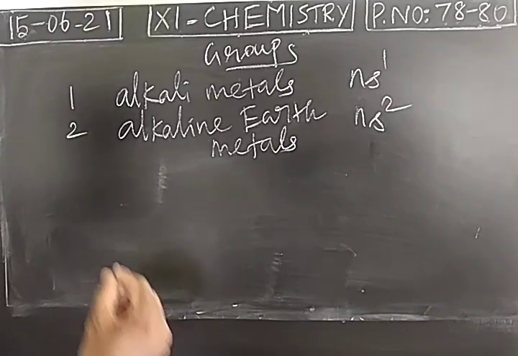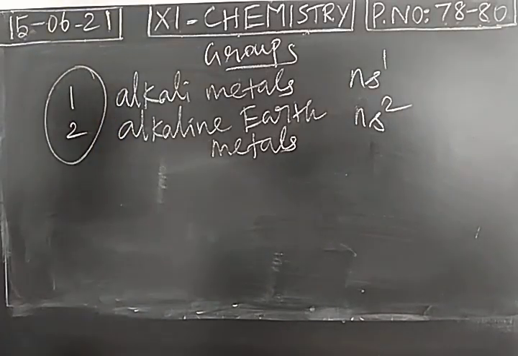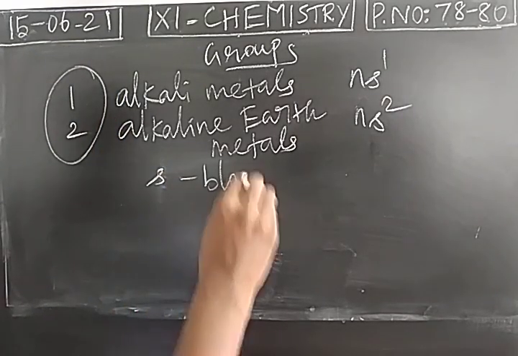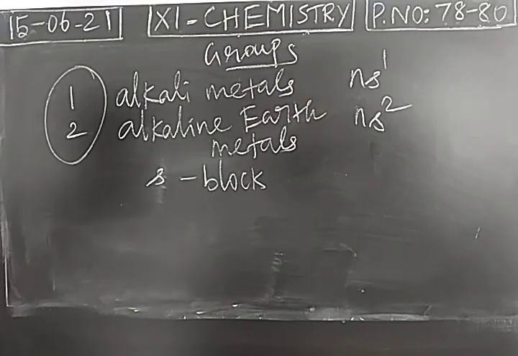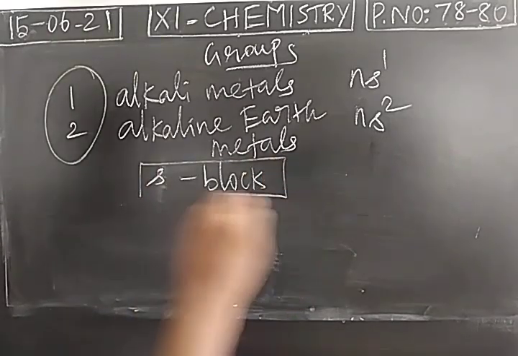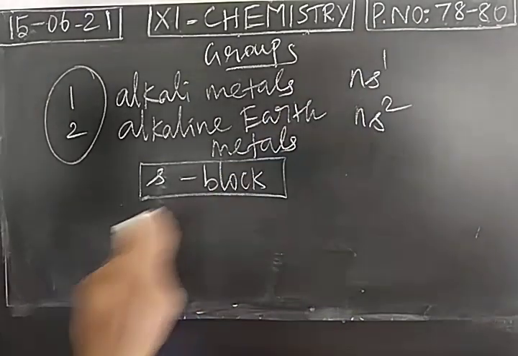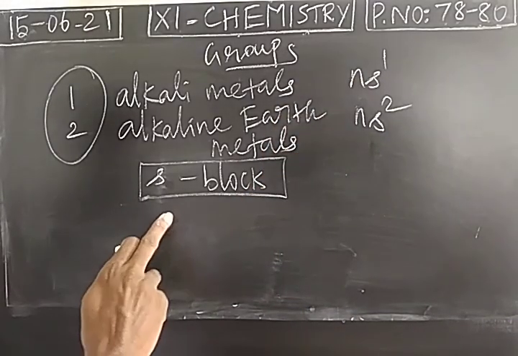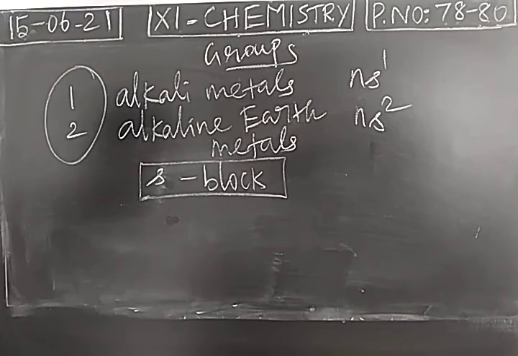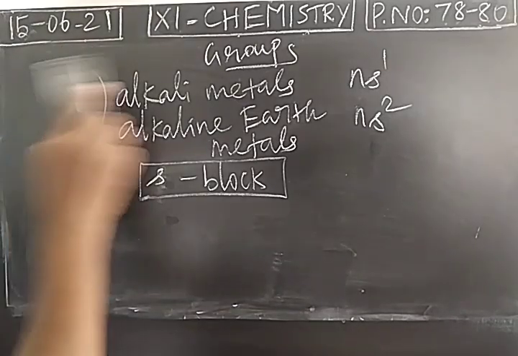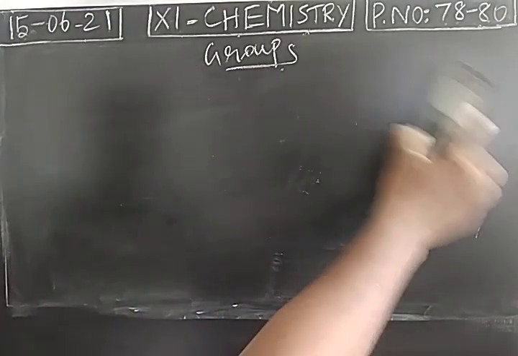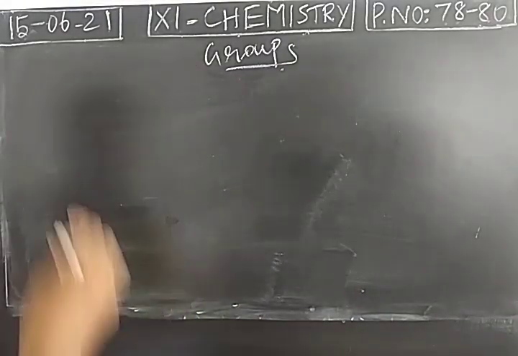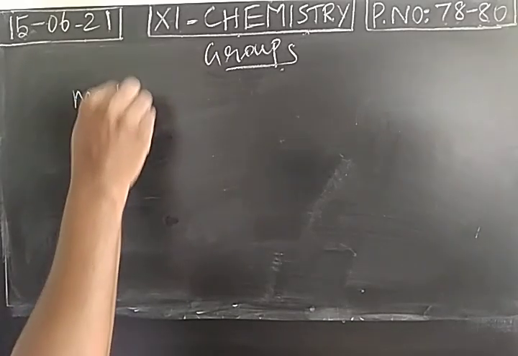And these two groups of elements are collectively known as s-block elements. So in the modern periodic table, the first and second groups of elements are called s-block elements. Why? The outermost orbital is the s orbital, or we can say electrons are filling in the outermost s orbital. And what is the nature of s-block elements? They are metallic in nature.